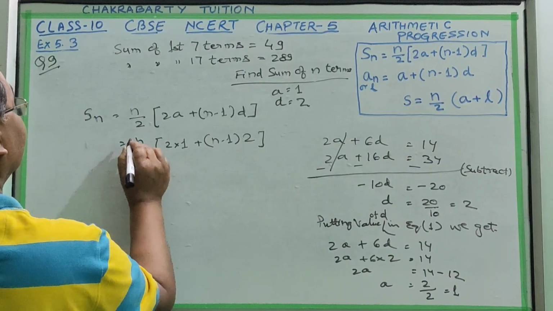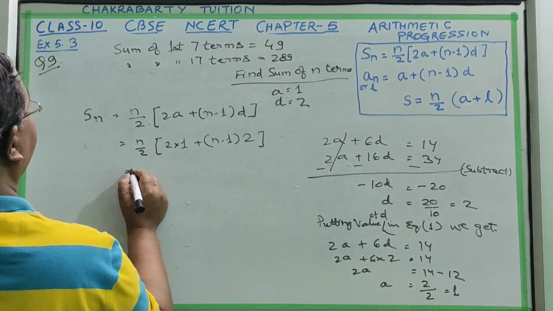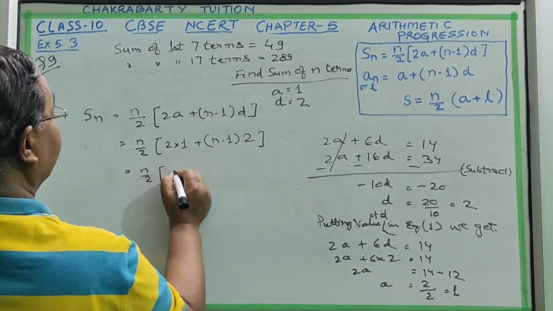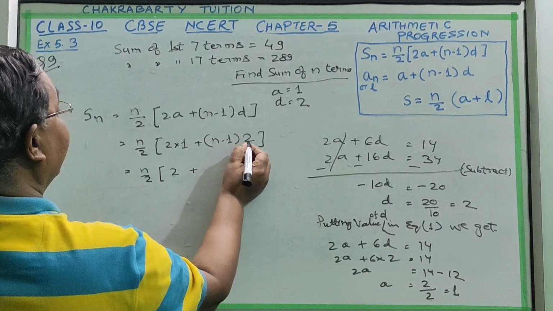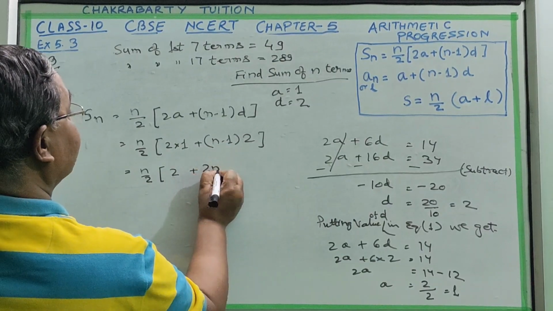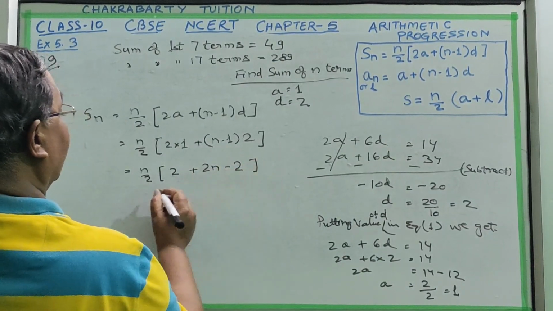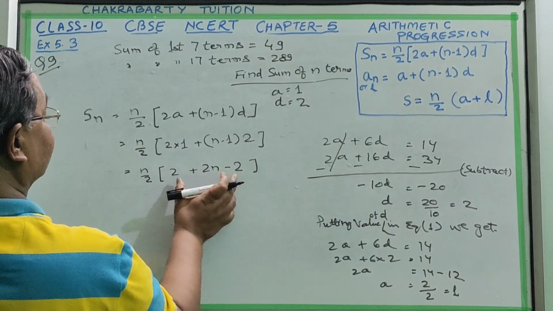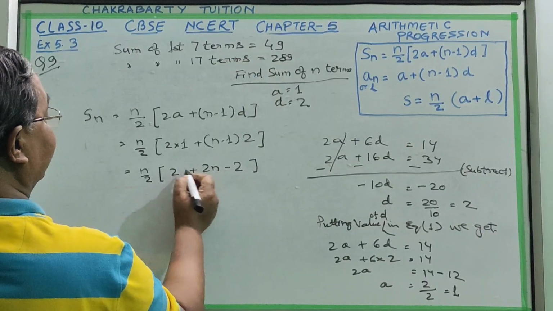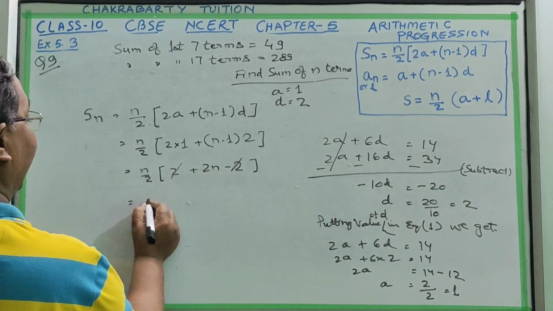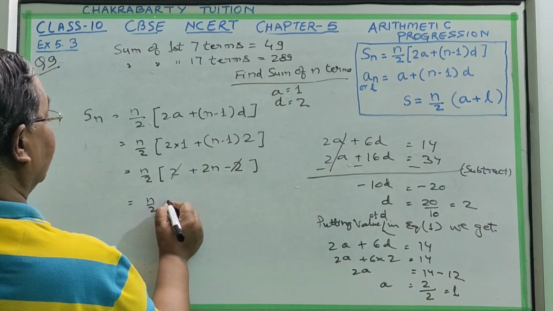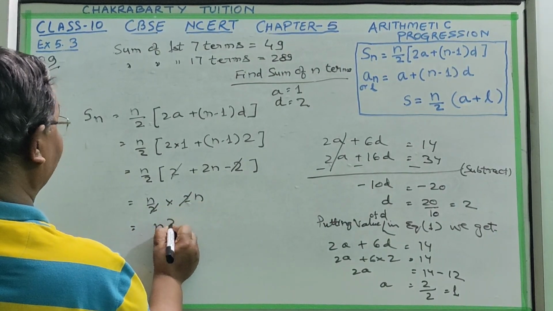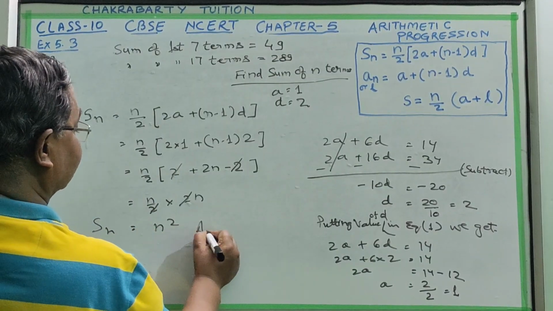So n upon 2 into 2 into 1 plus n minus 1 into d, and d is 2. So Sn is equal to n upon 2 into 2 plus 2n minus 2. Now we first have to solve this bracket. This plus 2 and this minus 2 will go out. What will remain? n upon 2 into 2n. So this 2 and this 2 will go, so n square. The sum of n terms will be n square. This is your answer.